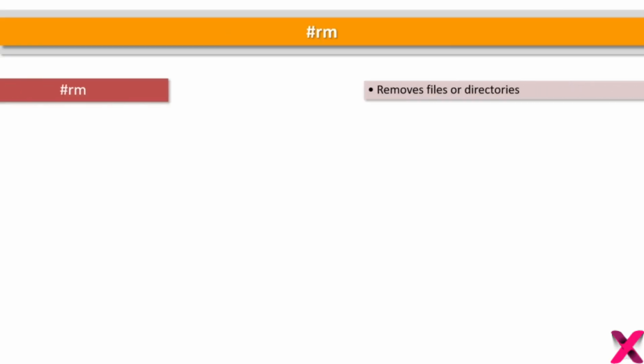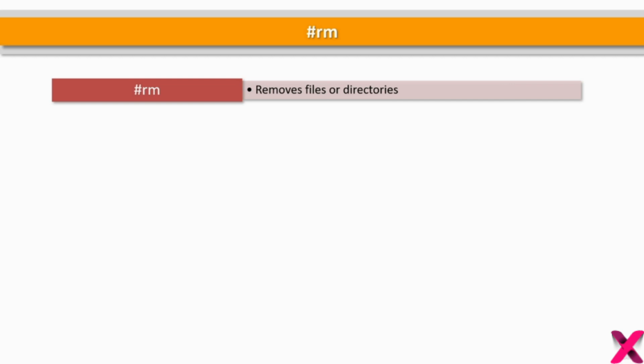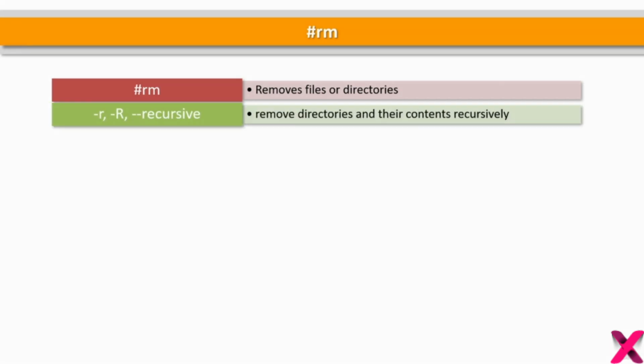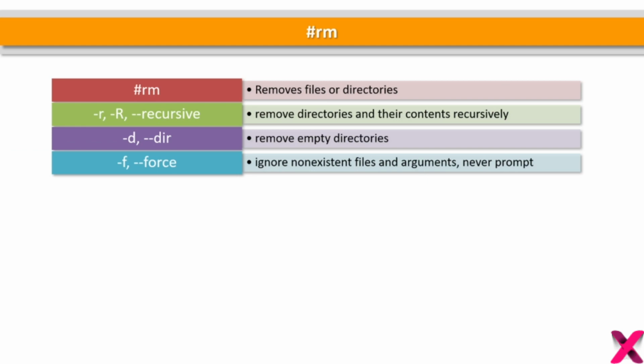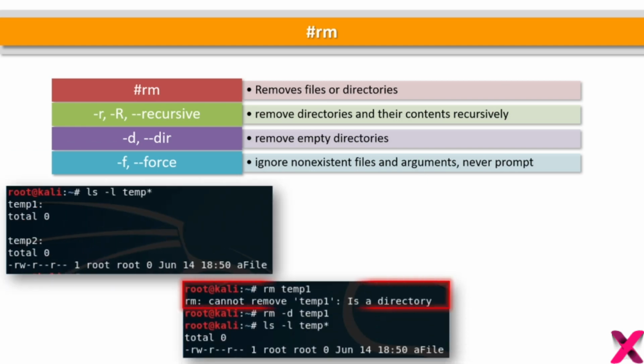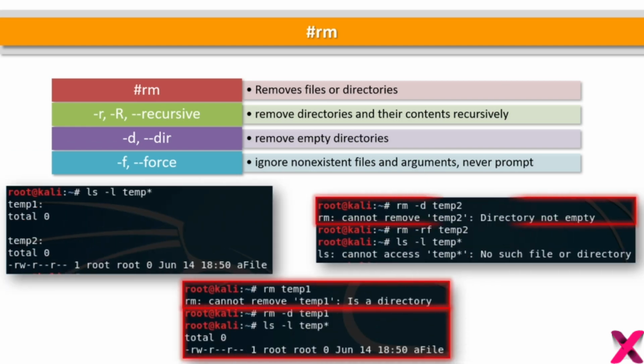RM stands for remove. So the RM command is used to remove objects such as files, directories, symbolic links, and so on and so forth from the file system of Linux. The -r parameter is used to remove directories and their contents recursively. The -d parameter is used to remove empty directories. The -f parameter is used to ignore non-existent files and arguments.